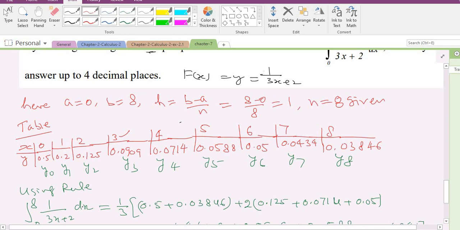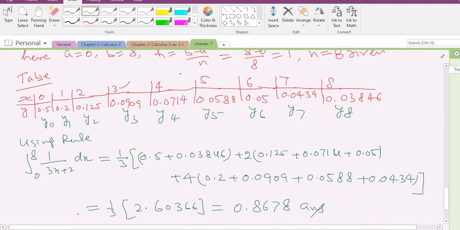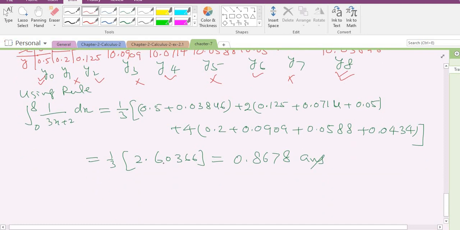Now use Simpson's rule and then calculate accordingly. So the integration of that one by Simpson's rule is h by 3, h is equal to 1 here, and y0, that means first value and last value, y0 plus yn, plus 2 times of even numbers. Even number is this one and this one, plus 4 times of odd numbers. This is odd number, this is odd number, this is odd number, and this is odd number. I have to write. When I calculated by using my calculator, I got this type of result.